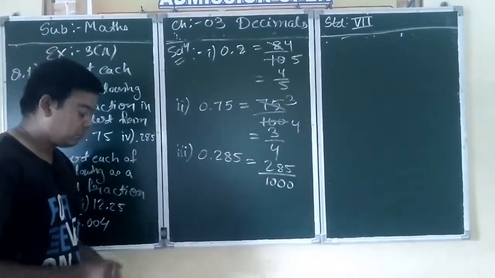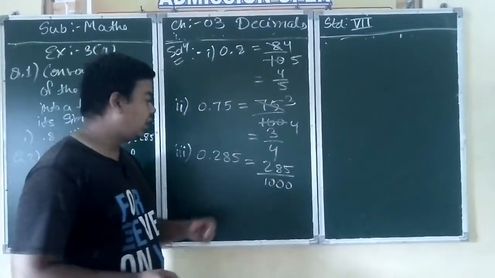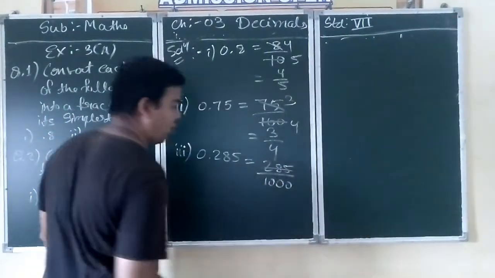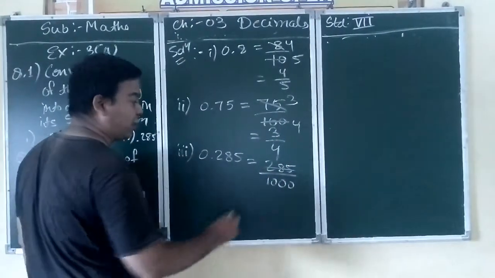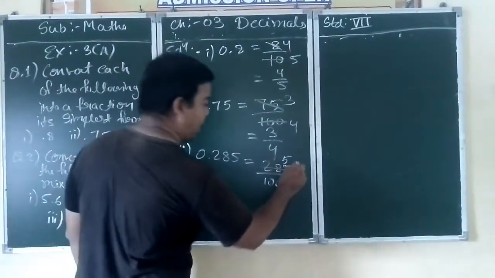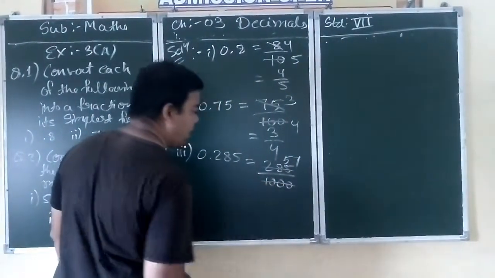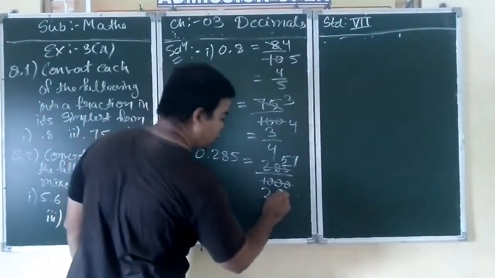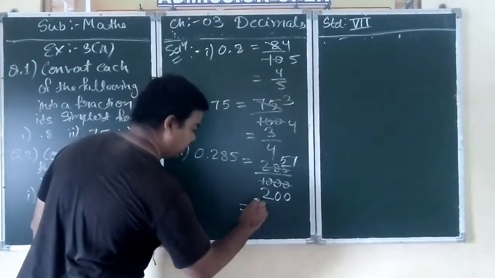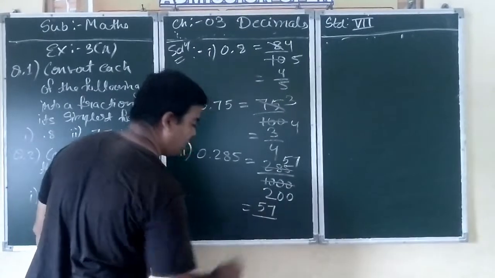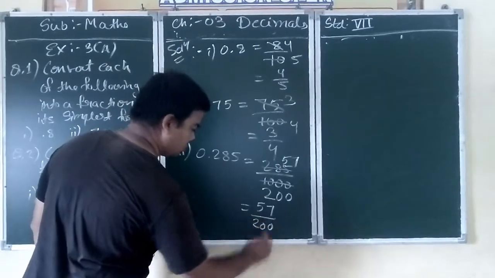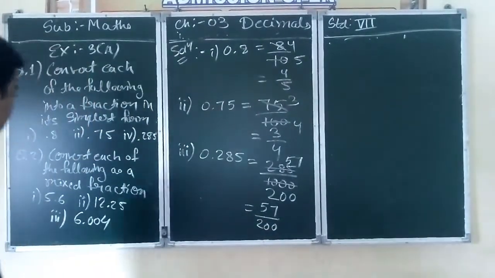Okay. So now try to convert into simplest form. So we divide by 5. First of all, 5 5s are 25, 28 minus 25 is 3, 5 7s are 35, 5 2s are 10, 0, 0. Can we divide more? 57 by 200? No. So this is our final answer, 57 by 200. Okay? Copy this.